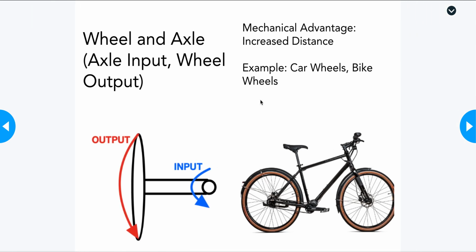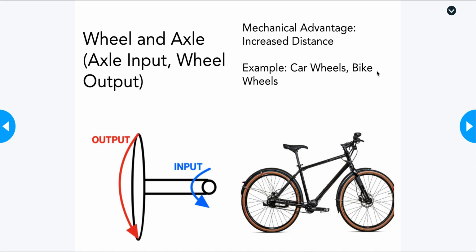Now, the opposite can also be the case, where the axle is the input work and the wheel is the output work. In this example, you are turning the small axle, and that means you are turning the large wheel as the output. You're doing very little distance with a lot of force moving the axle, and the wheel itself is moving a much larger distance with less force. So your advantage here is that you increase the distance.